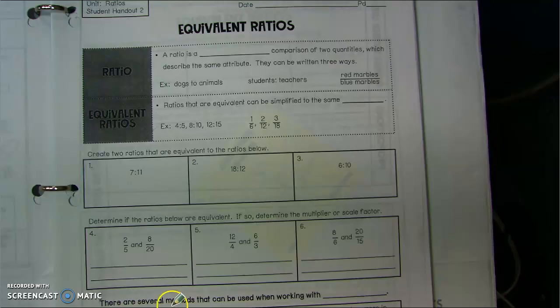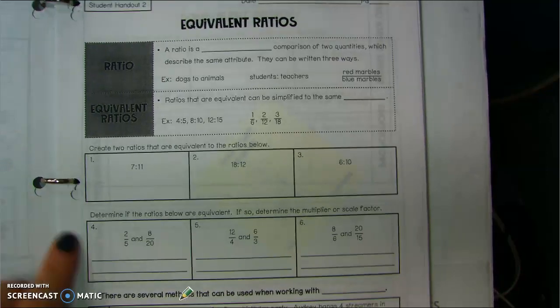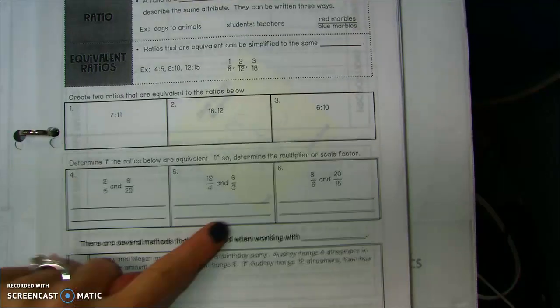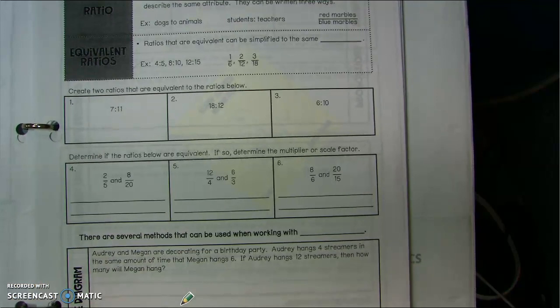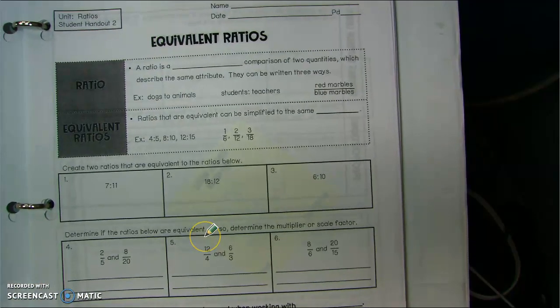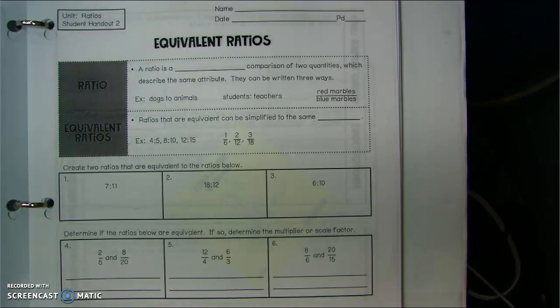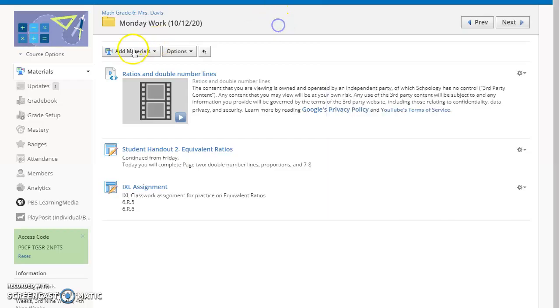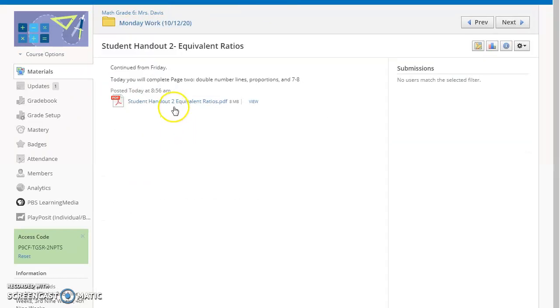Okay, so Friday in class, you were supposed to have answered questions 1 through 6 as well as tape diagram on the bottom. And this is on equivalent ratios, student handout 2. So if you are working from home, I'm going to show you where to find that. So under Monday work, right here, student handout 2, if you open that up, you can open it through Kami, and you can get out a sheet of paper and write down your answers.